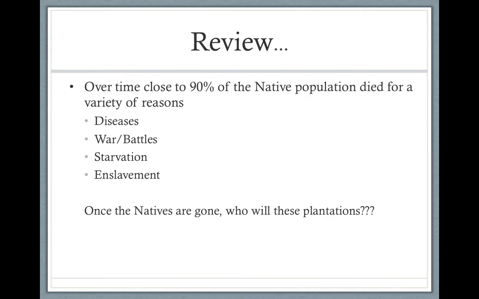So, once the natives are gone, the question is who is going to work these plantations? What comes next? These large sugar, tobacco, cotton plantations have already been established in the New World. Who's going to work them? Who's going to take care of these cash crops for the plantation owners?